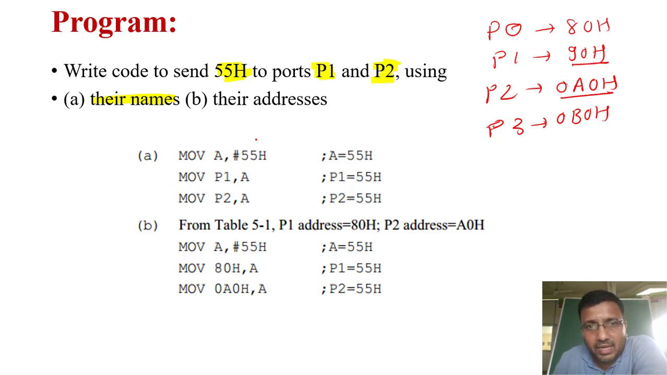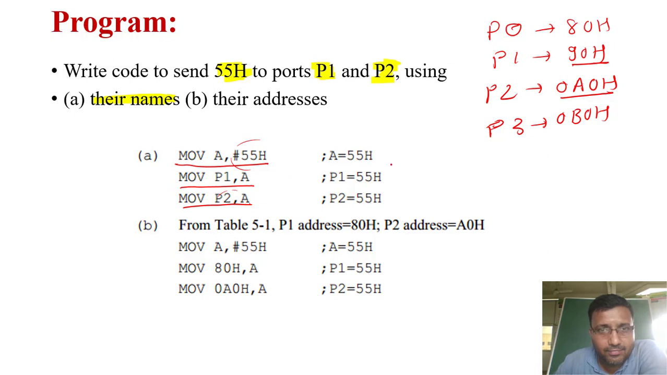Without using addresses, by their names, we can write like this. We take the data into the accumulator, MOV A, #55H, because this is immediate data. Then MOV P1, A, so this will load 55H into P1, and MOV P2, A, this will load 55H into P2 as well.